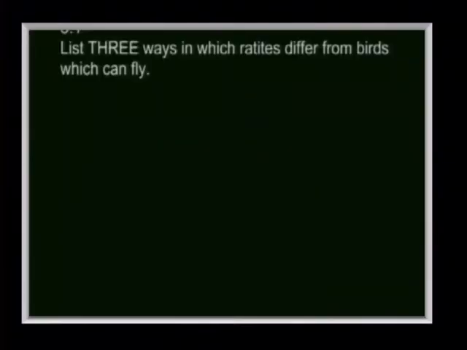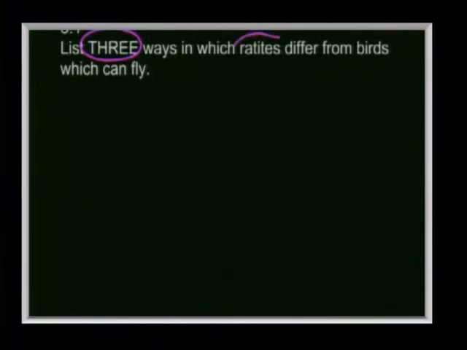For question 3.1, it says, list 3 ways. Now remember I mentioned previously, if they ask for 3, only give 3. The rest is not marked. Ways in which ratites, these are flightless birds, differ from birds that can fly. Now, although I'm going to summarize it in a little table, do remember what you're doing here is you are comparing. So you can't just mention the characteristics of the ratites. You need to mention the aspects of the ratites as compared to birds that can fly.